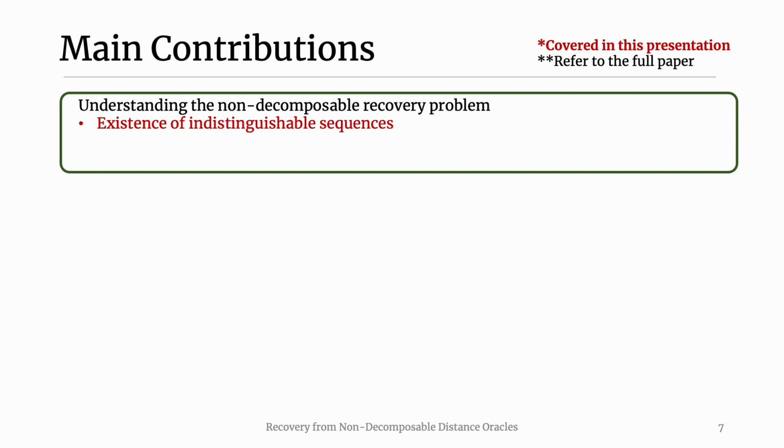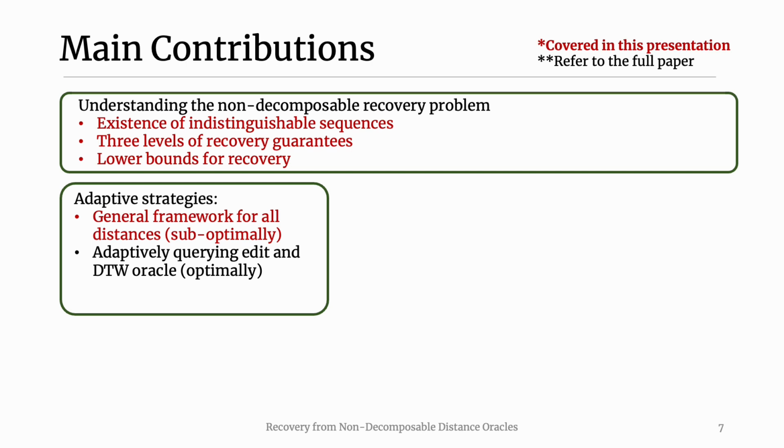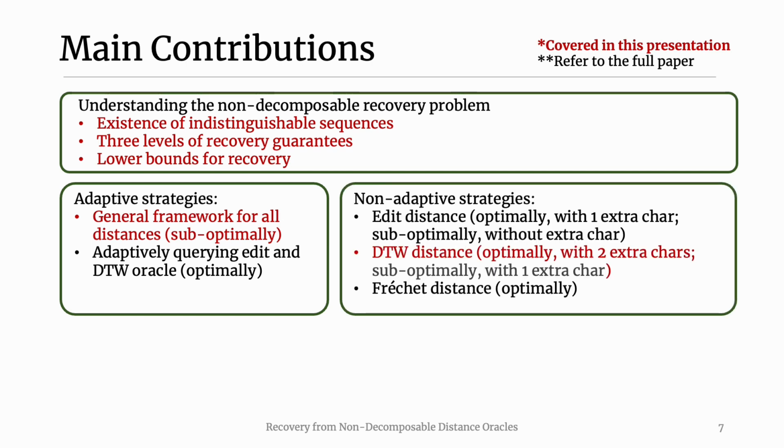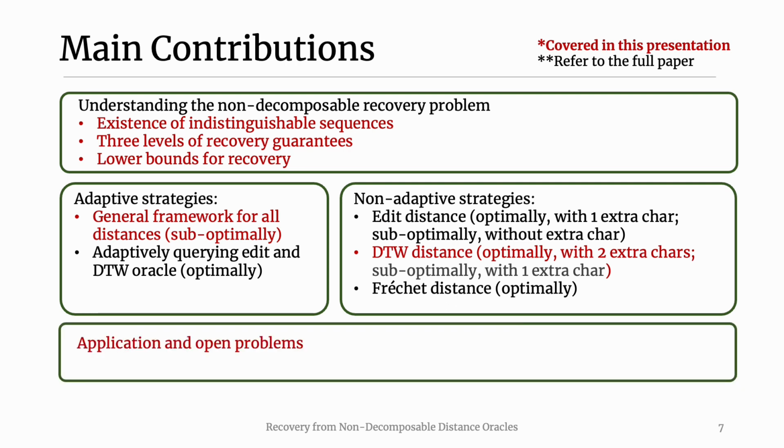For this observation, we derive 3 levels of recovery guarantees. We present the lower bounds for the recovery problem according to different guarantees. Then we study the adaptive strategies to recover from distance queries. Interestingly, there exists a general framework for all non-decomposable distances. We also obtain a list of results for non-adaptive queries. I will present our results on DTW distance. Finally, I will briefly mention some applications and open problems of this work.